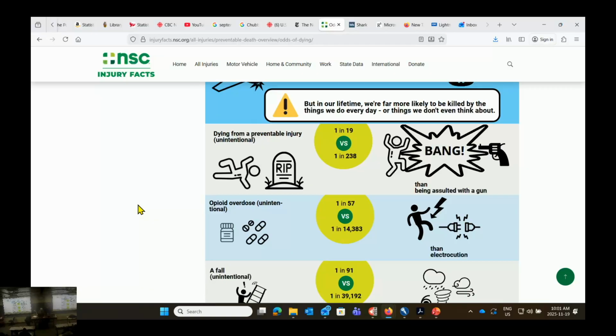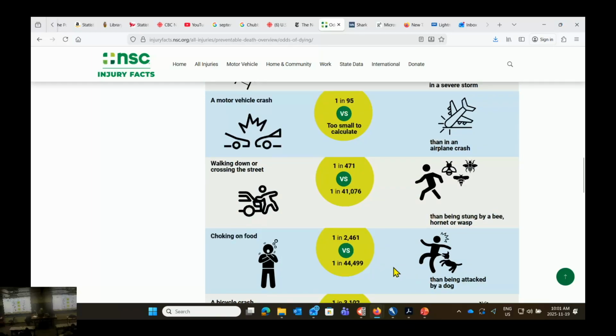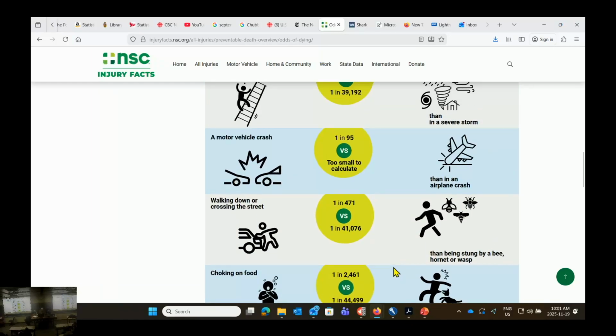Okay, and you got some other statistics here. Let's go through a little bit more of these. Motor vehicle crash, 1 in 95, approximately about 1 in 100. Dying in a plane crash is, they say, too small to calculate. I don't believe that it's too small to calculate. It depends how good at math you are. It depends how many decimals you're willing to go. All these numbers are too small to calculate.